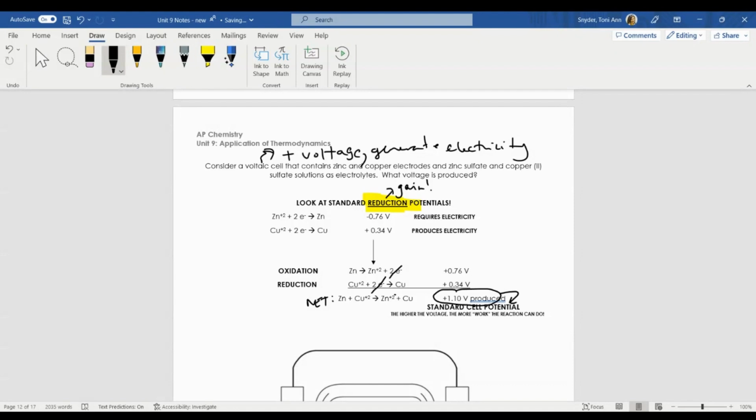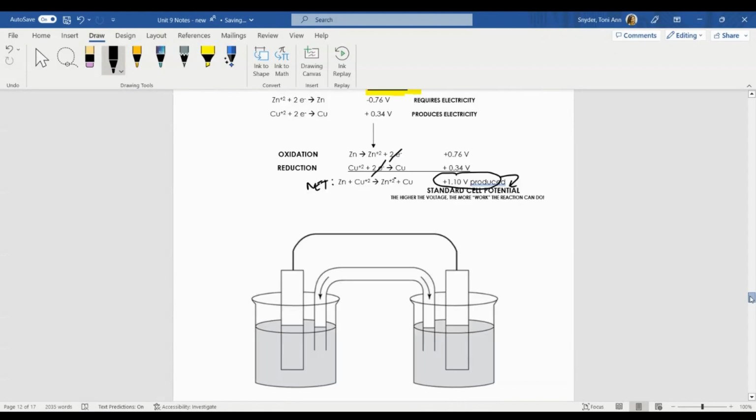And the higher the voltage, the more work the reaction can do, which makes sense. If I had 5 volts that's produced, 5 volts could power something a lot better than 1 volt can, okay? So makes sense. The higher the voltage, the more work the reaction can do. Let's look at this guy right here.